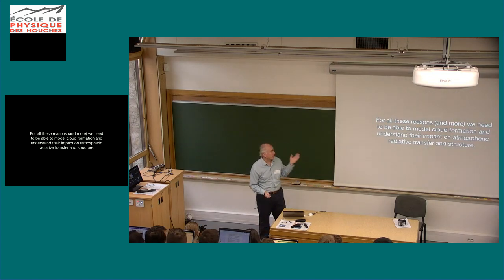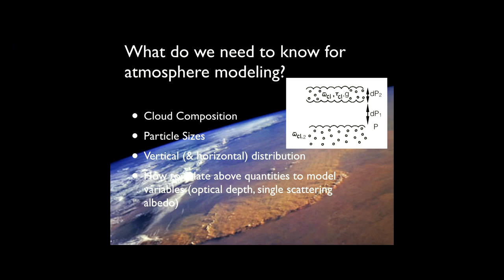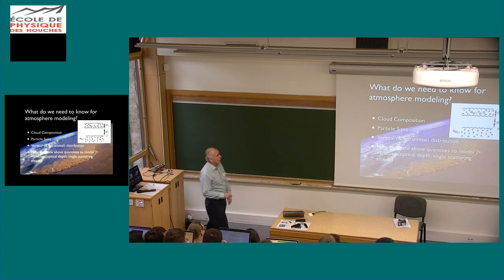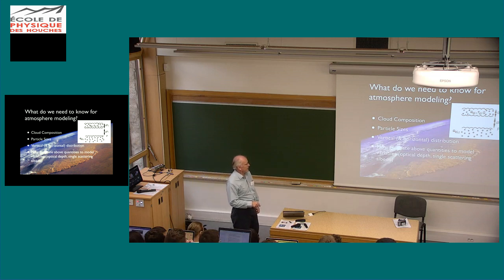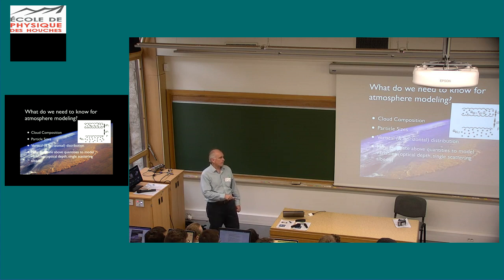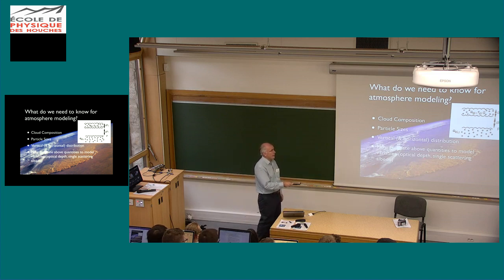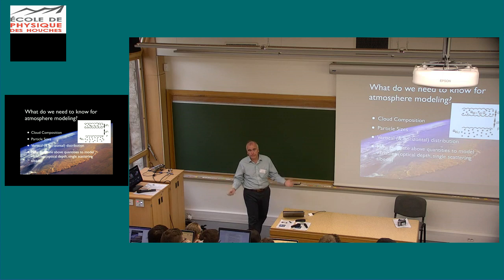And so for all of these reasons, we've got to have some context for the clouds. And so what do we want? What do we need to know? Cloud composition, particle sizes, the vertical and horizontal distribution. This is a figure of a dust storm, I think, in Africa, and you can see the clouds on top. So we've got one class of particles scattering light down here and a different class up here. They're separated horizontally and vertically. And what do we need to know? We need to know the particle sizes, where these clouds are, what the optical depth is, what the single scattering albedo is.